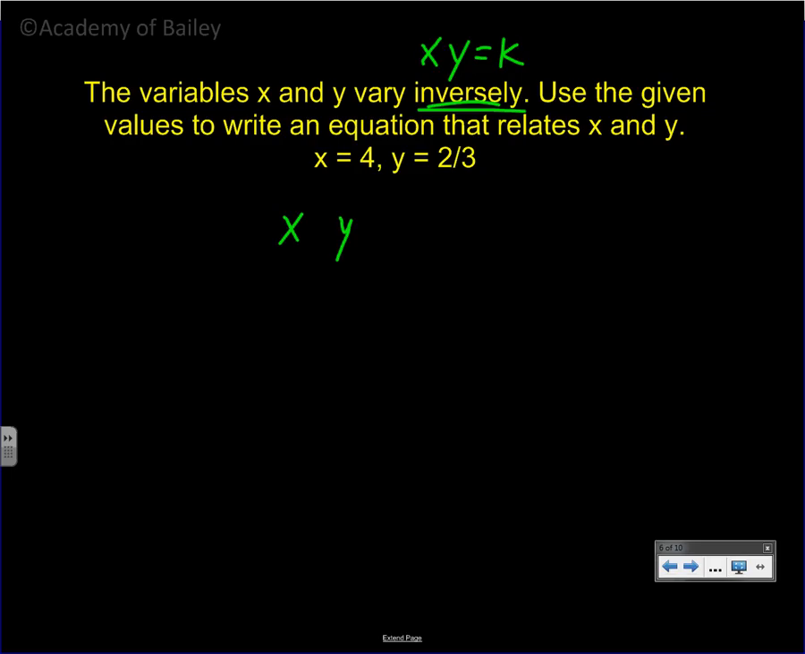So we know x times y is equal to k. x is 4, y is 2/3. How do we multiply these? Well, we have 4 over 1 times 2/3. That's equal to k. I can't reduce the 3 with the 2 or the 3 with the 4, so we just have to multiply straight across. 4 times 2 is 8. 1 times 3 is 3. And so that's k.